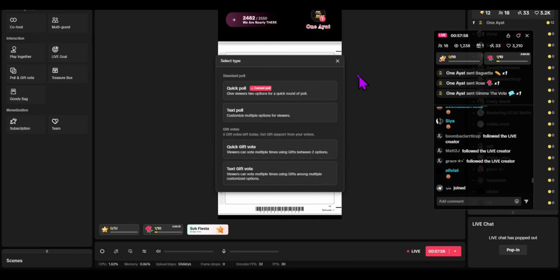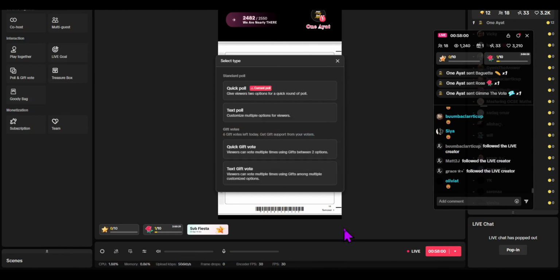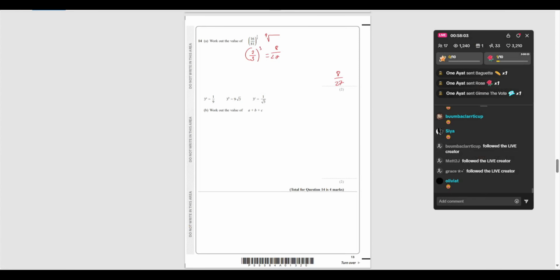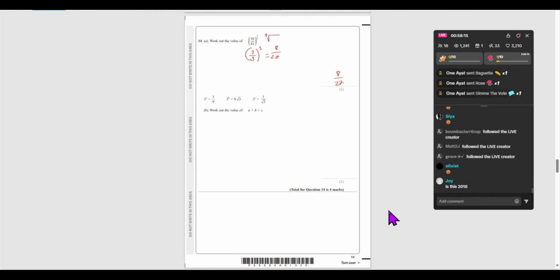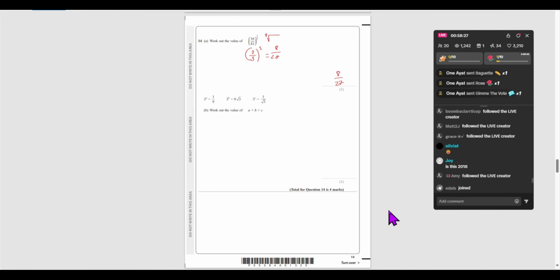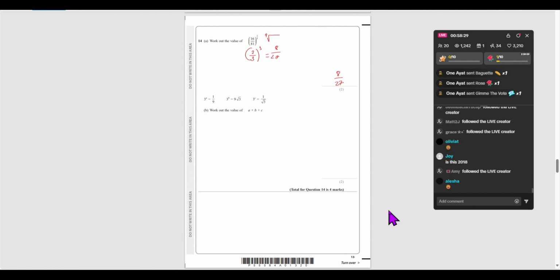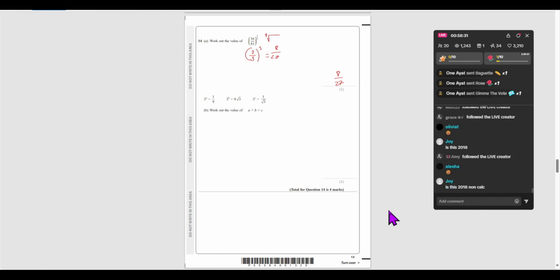Okay, let's continue. So 3^a is equal to 1 over 9, and 3^b is equal to 9 root 3, and 3^c is equal to 1 over root 3. This is a 2018 paper. We need to work out the value of a plus b plus c.